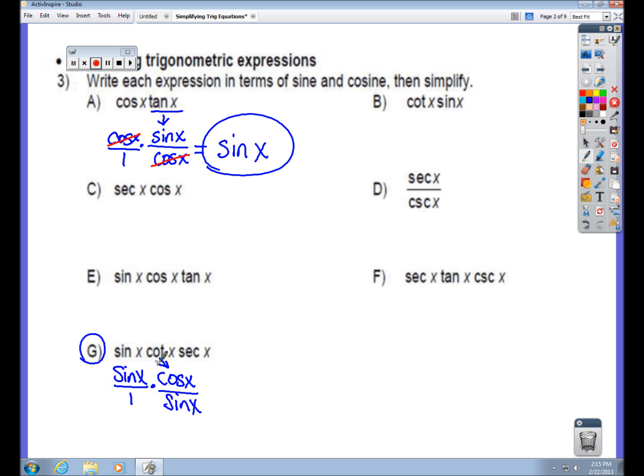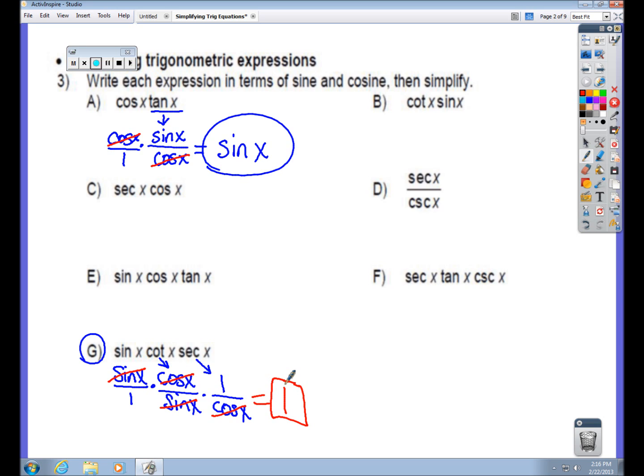And then secant, you have a reciprocal identity for secant that says that secant is equal to 1 over the cosine. Okay, so now that we've replaced everything that's not sine or cosine, let's multiply and let's see what happens. And you will notice that there is a sine in the numerator and a sine in the denominator. Those will cancel. Cosine in the numerator and denominator will cancel also. So all I have left is 1 over 1, which equals 1.